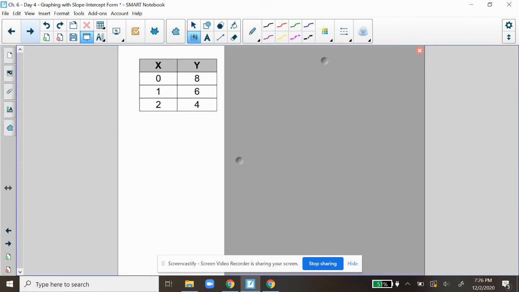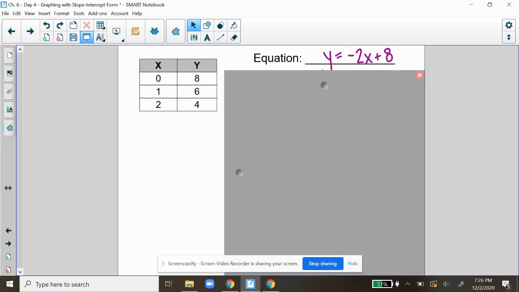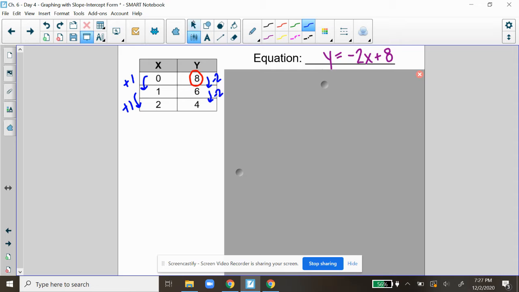Let's try another one. I want you to first pause the video and tell me the equation of this t-chart. Okay, you're back. Hopefully you found the equation was y equals negative 2x plus 8. Again, our starting value is really nicely right here. And we can see that as my x values are increasing by 1, my y values are dropping by 2.